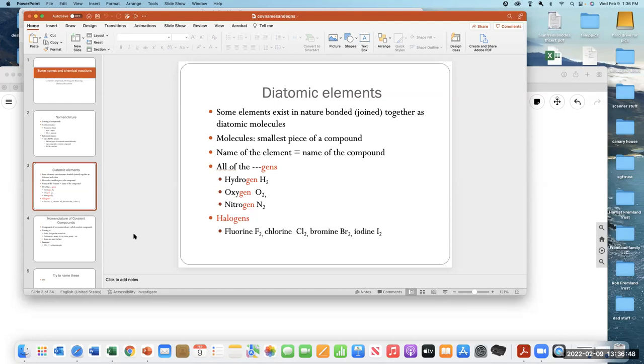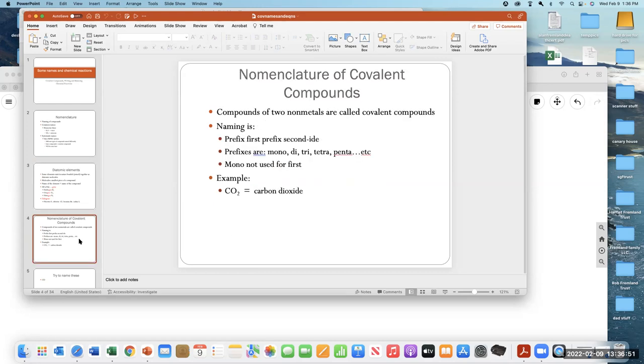Now, for nomenclature of covalent compounds. A covalent compound is two nonmetals, because remember we said nonmetals form covalent bonds. So it's a compound of two nonmetals. And what we do is we use prefixes. We use the prefix on the first element, the prefix on the second element, and the second element is going to have an IDE suffix. So spelling becomes important. IDE and ITE have different meanings.